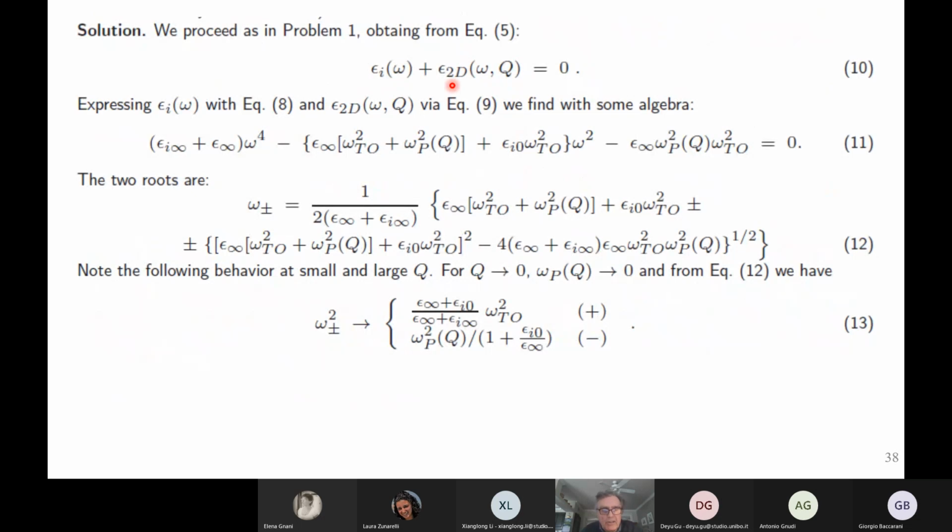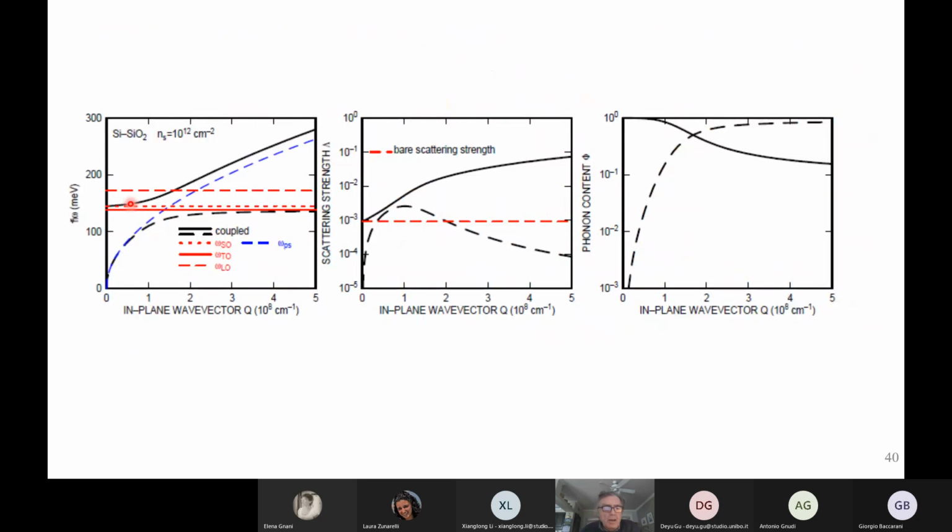The algebra is a little messier. It's fourth degree in omega, but actually it's not because there are no odd powers of omega. So this is actually quadratic in omega squared. And we have two roots, rather complicated. So I'll show you the result. What we have is something extremely similar to what we had before. We have the omega TO and omega LO. It's exactly the same thing that we had before.